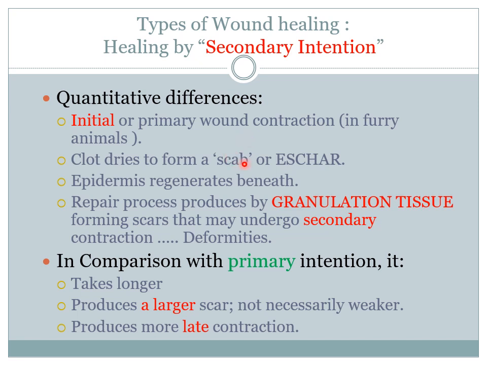There is a scab or clot that dries over the wound surface. The epidermis regenerates beneath it, and then granulation tissue forms, producing a scar that may undergo a secondary contraction. The scar here is ugly and hypertrophied, and usually ends in deformities or contractures. Compared with primary intention, secondary intention takes a longer time, produces a larger scar, and produces more late contraction.